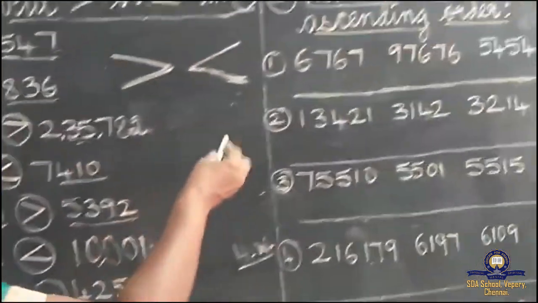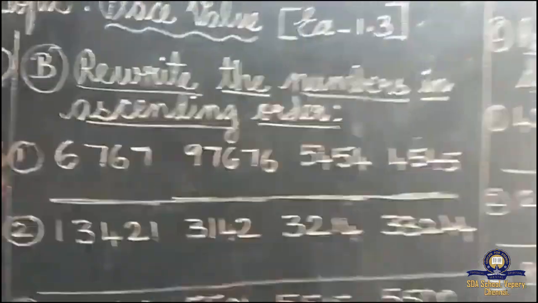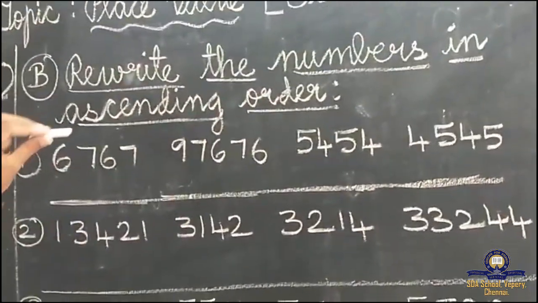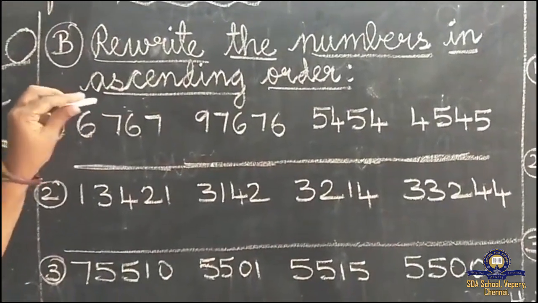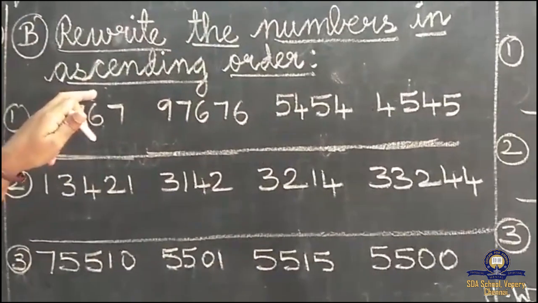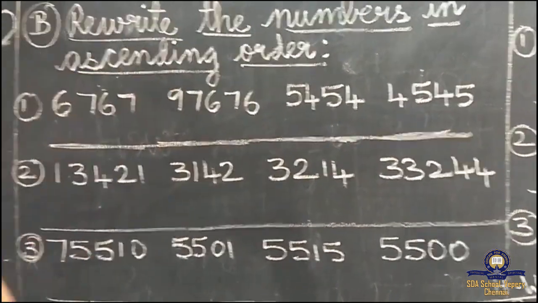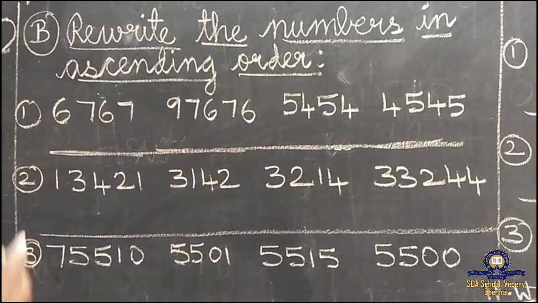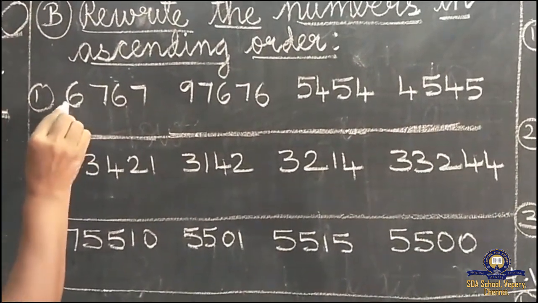Now we will see the B1. Rewrite the numbers in ascending order. You have to listen. Ascending means what children? All of them would have learnt in 3rd standard also. Ascending means what? Smaller number to bigger number. That is ascending order.